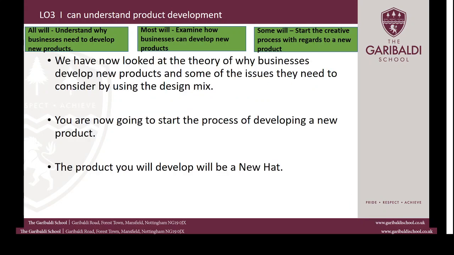Now, we've looked at the theory of how businesses develop new products and why. So we develop new products as a business because products become obsolete, because people want new and better products. That's human nature. It might be that we develop new products because we want to expand and develop into a new market. It might be we develop new products to ensure that we're able to compete effectively against rival companies. So I'm asking you to develop a new hat.